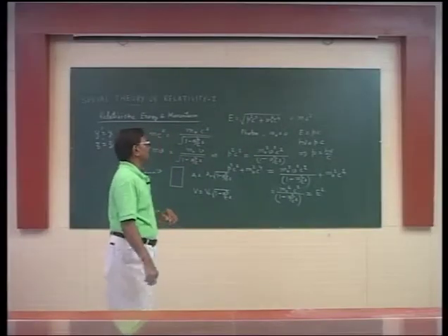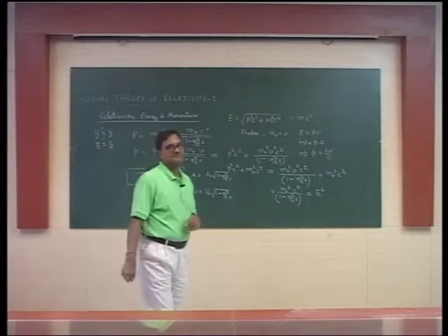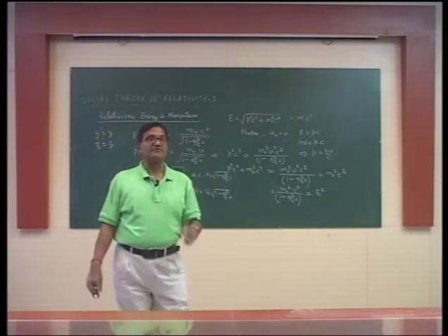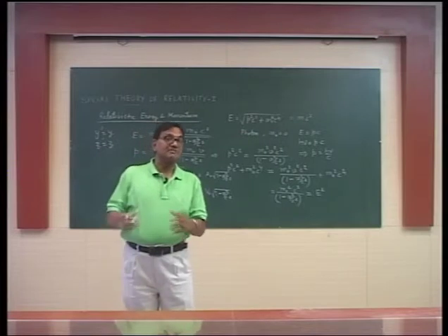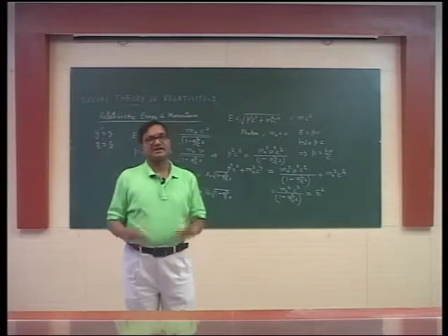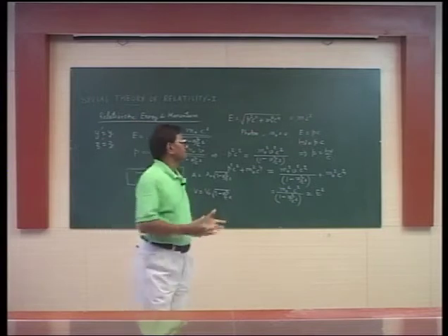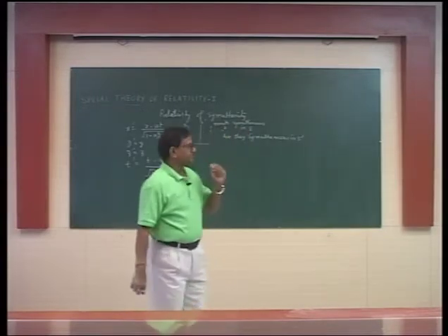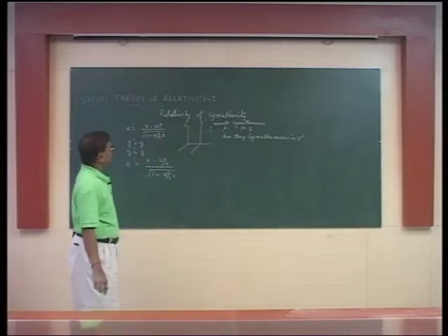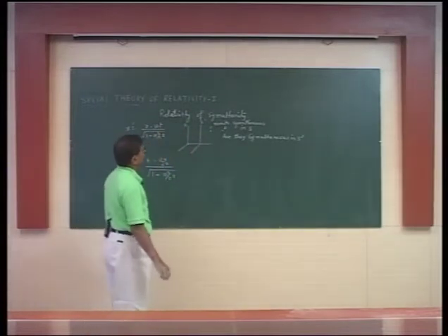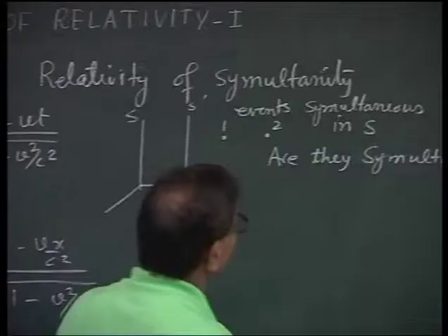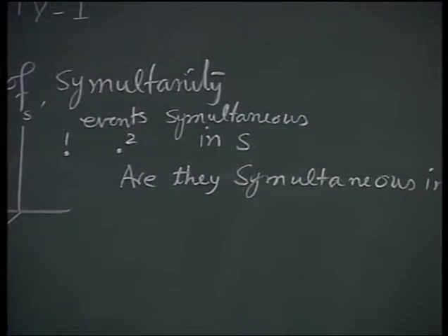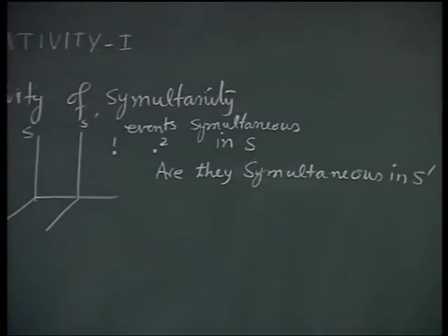Second important example I can take is whether one event that is simultaneous in one frame will remain simultaneous in a moving frame. Let us see. This is a very big thing. Is simultaneity absolute? Let us see whether the two events which are simultaneous in S shall appear simultaneous in S dash. They are located at two different places, both in S and S dash.